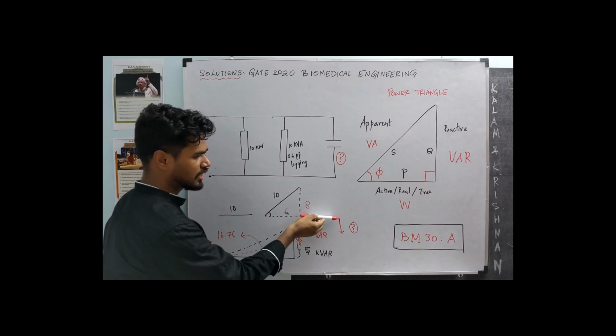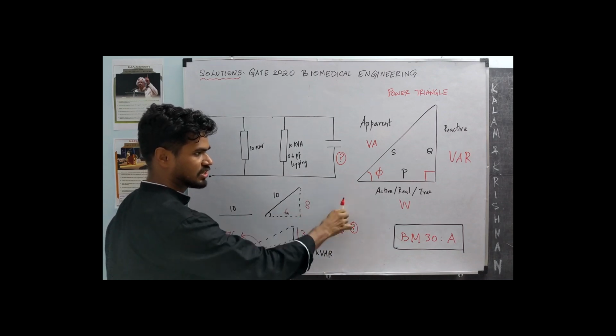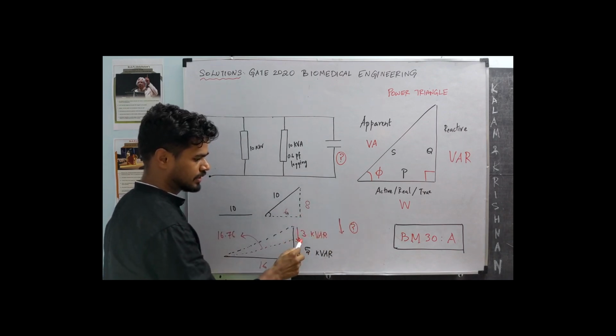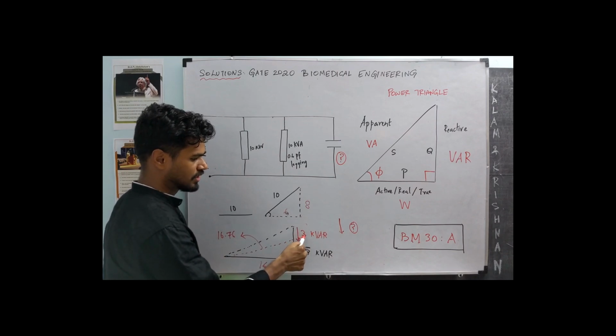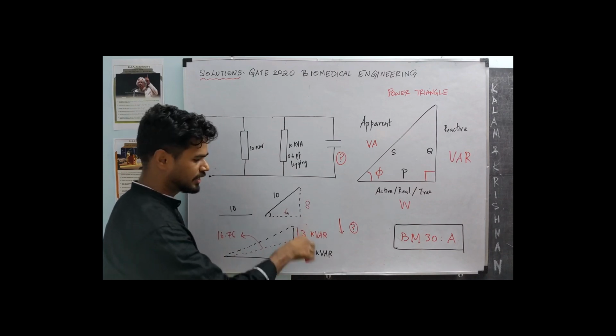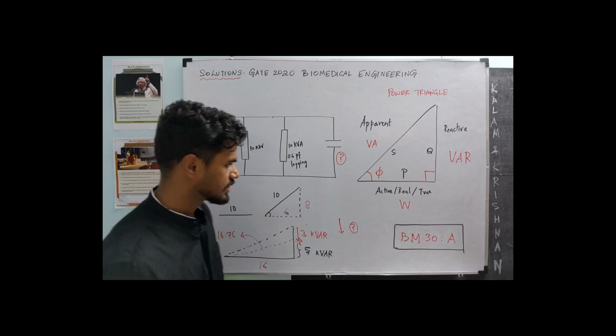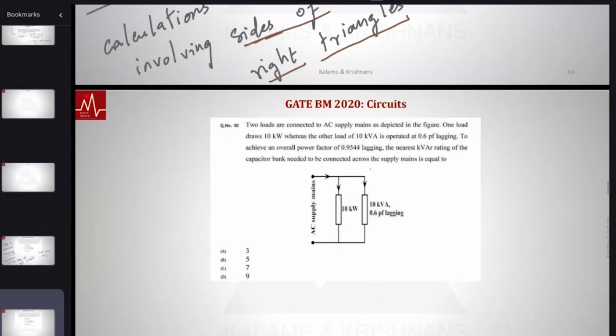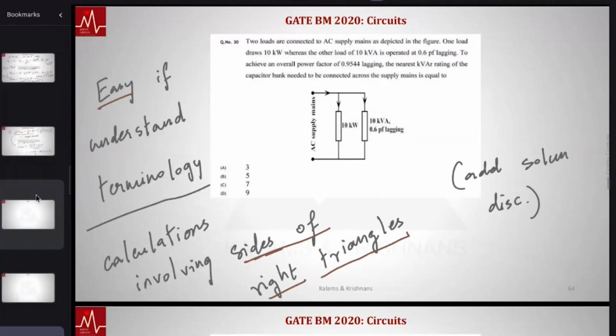There is no active true power in a capacitor. All of it is reactive power. The value we want is 3, because that will bring 8 down to 5. So the answer here is option E, which is 3. And that brings us to the end of it.